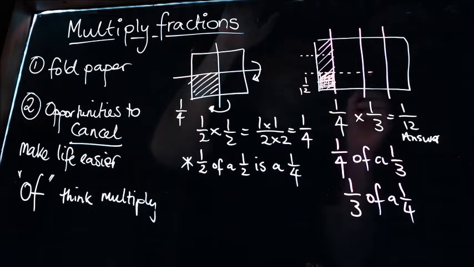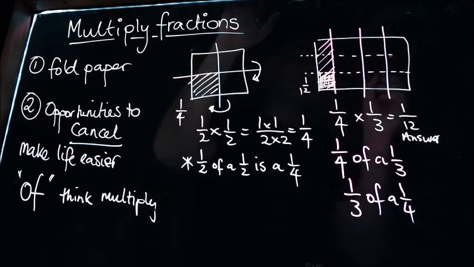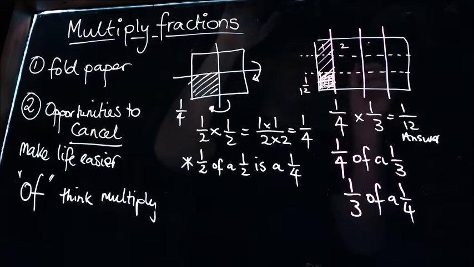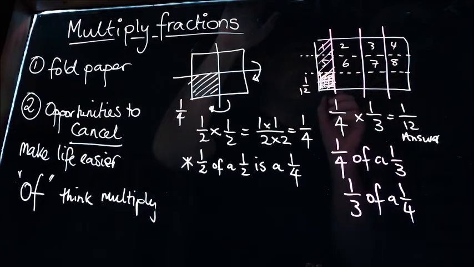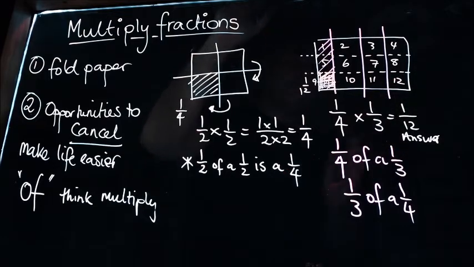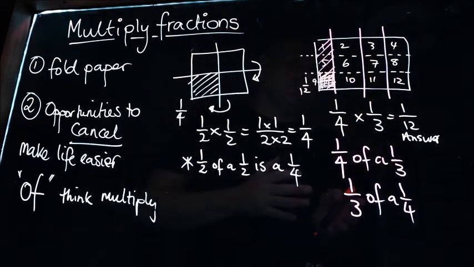Now, if you wanted to extend those lines out, you're most welcome to. You're most welcome to count up the squares. 1, 2, 3, 4, 5, 6, 7, 8, 9, 10, 11, 12. So they're all equal sizes. I guess my drawing's bad, but we've got to imagine that they're all equal sizes.